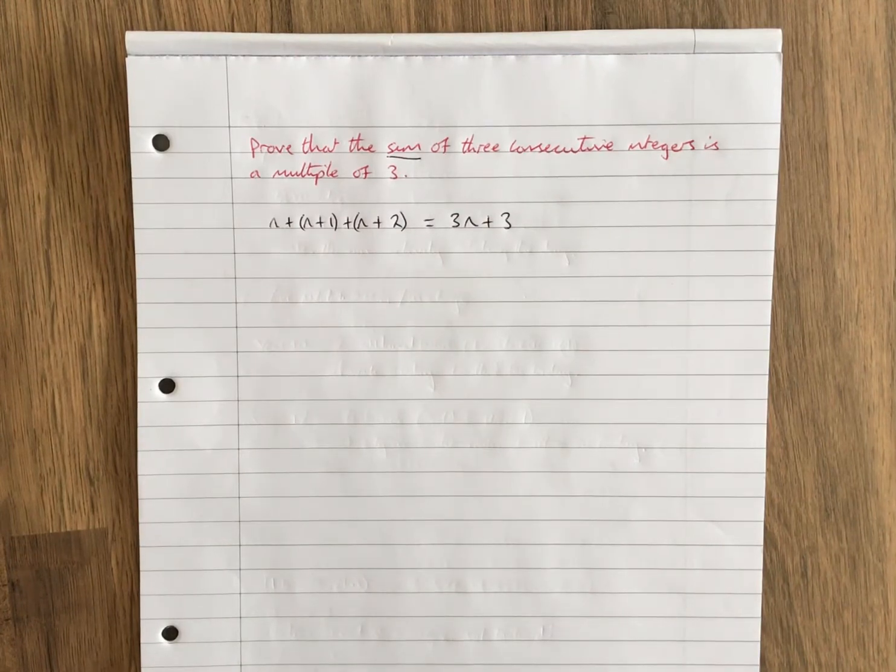We're now trying to prove that this is a multiple of 3. And the way that we can often do that is by proving that 3 is a factor. If 3 is a factor, then that proves that it must be a multiple of 3. How do we prove that 3 is a factor of an expression? Well, we can factorise that number out. If we can factorise that number out, then that shows that 3 is a factor.